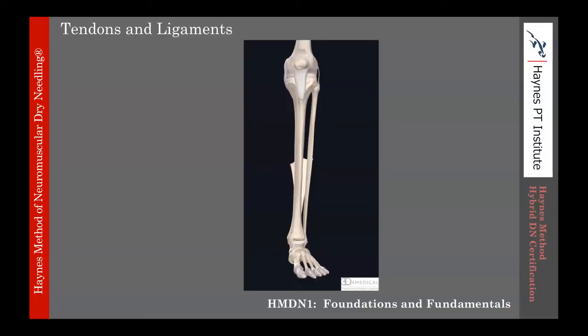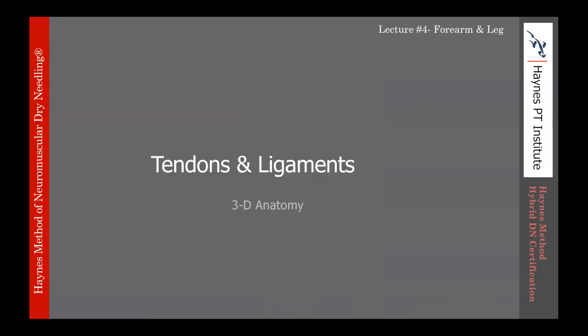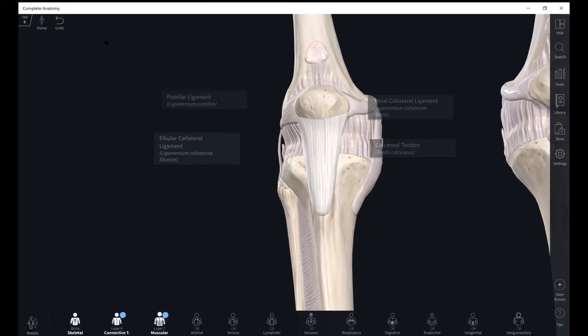Okay, onto the tendons and ligaments. We're almost there. We're just going to look at 4 here. Some 3D anatomy, just really quick. And finally, a 3D look at 4 of the tendons and ligaments in the lower leg.